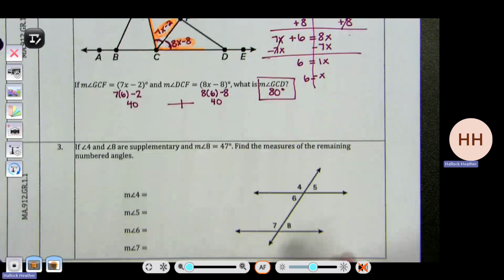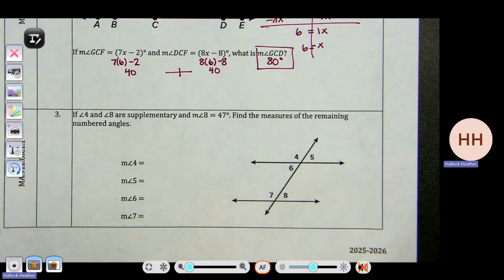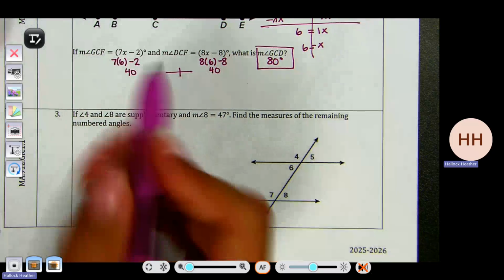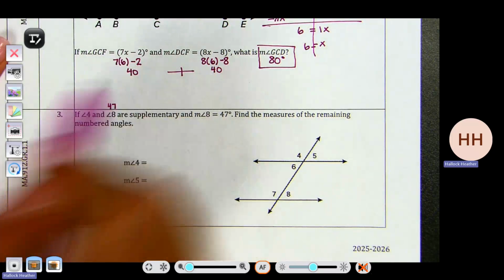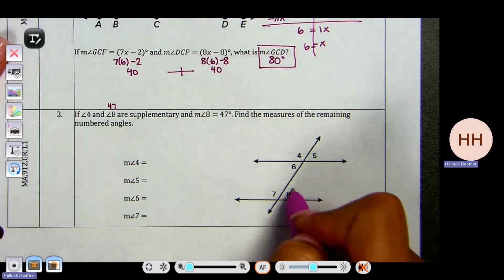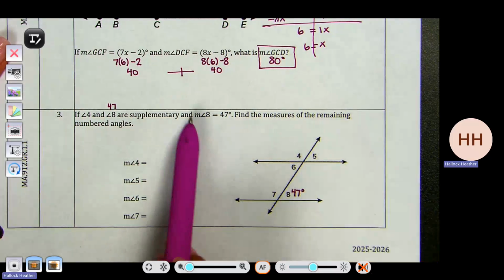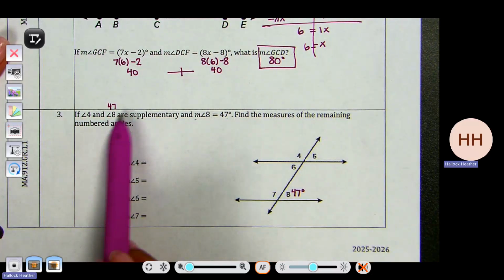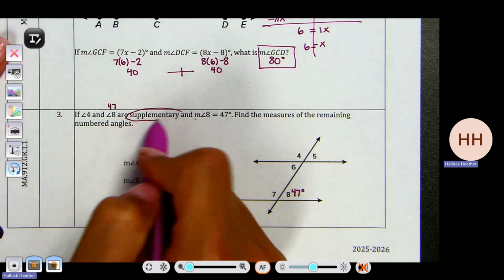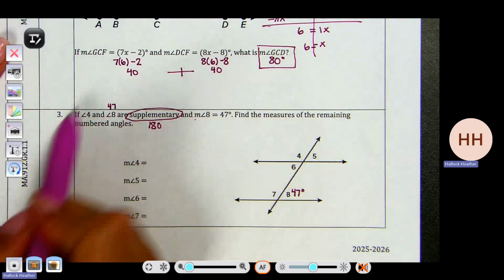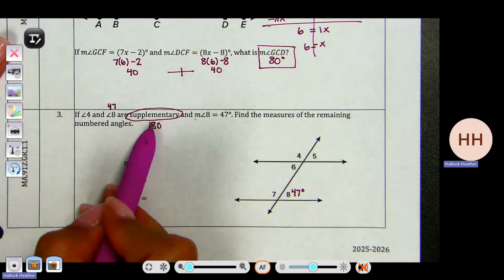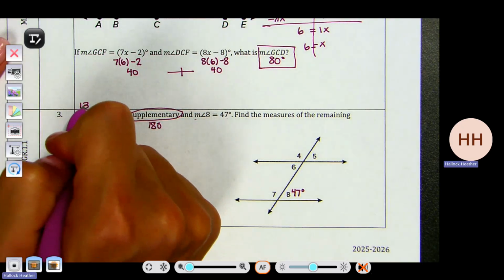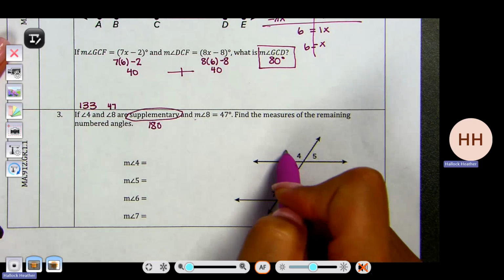For number 3, this picture looks crazy, but it's not too bad. It says if 4 and 8 are supplementary and 8 is 47, so this is 47 degrees. So I'm going to put that in my picture because when in doubt, put it in your picture. So 8 is 47. Find the measures of all the remaining numbered angles. If they're supplementary, supplementary means they add to make 180. So something plus 47 needs to make 180. So if I subtract these, I get 133 for angle 4.